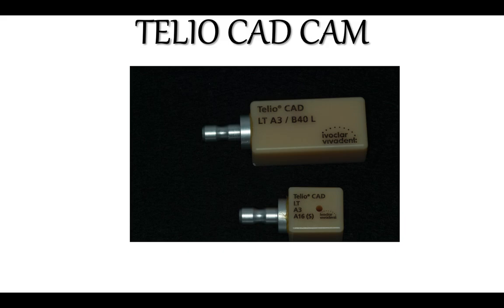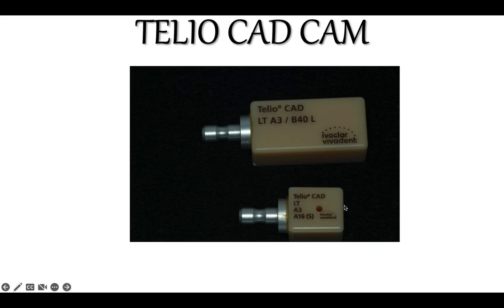The large size is the B40. It can be reused if you use it in the CEREC milling machine. Not in Planmeca, but yes, in CEREC. You can, for example, mill one crown, and then reuse the block and do another crown. And you can also do a bridge. You can mill several units from one block.